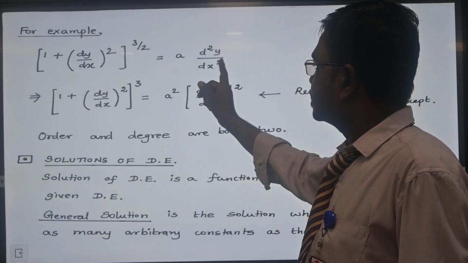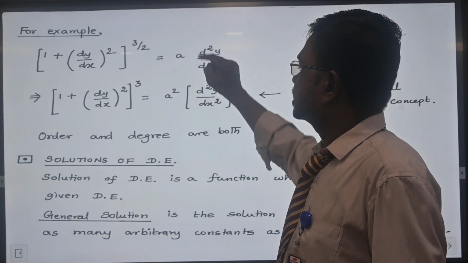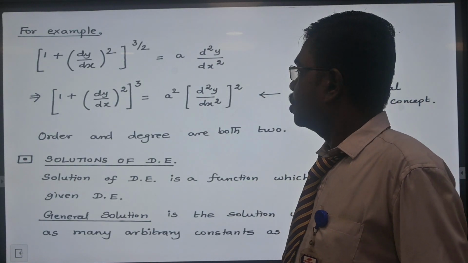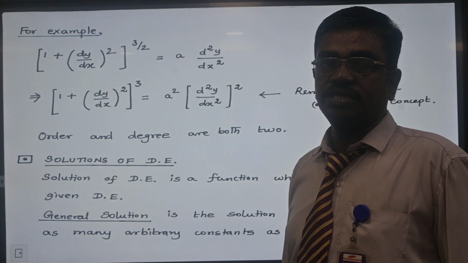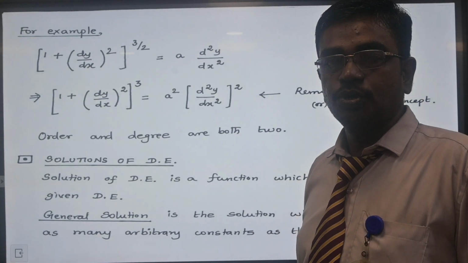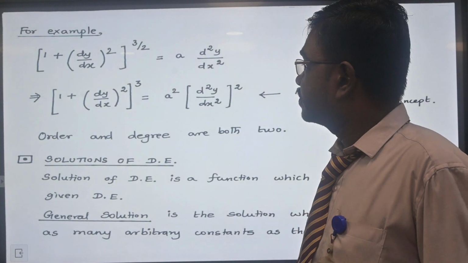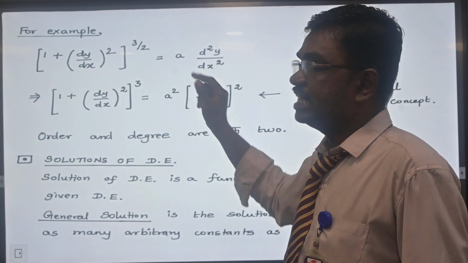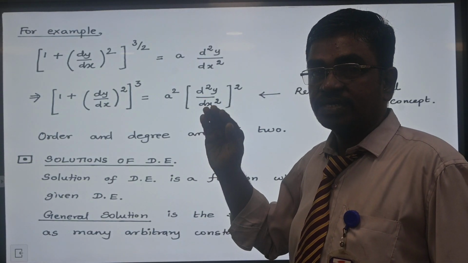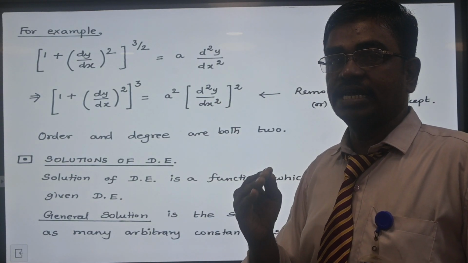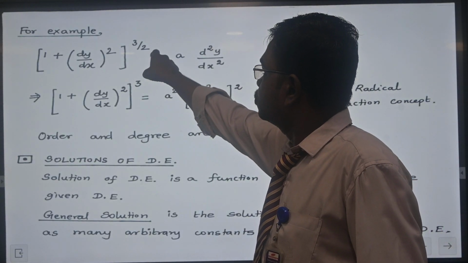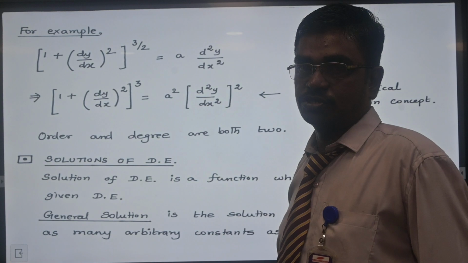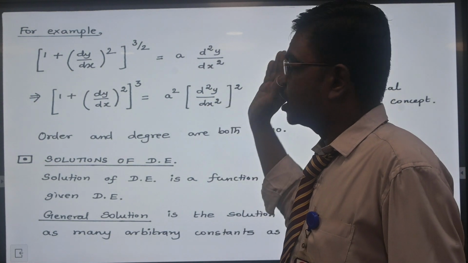What is the highest derivative? This is the highest derivative, so its order is 2. d square y by dx square is the second order derivative, so I take order 2. But now we need to find the degree. First, the equation must be free from radicals and fractions. What is the radical and fraction here? 3 by 2 is the fraction and it is the power also. So I can remove 3 by 2.